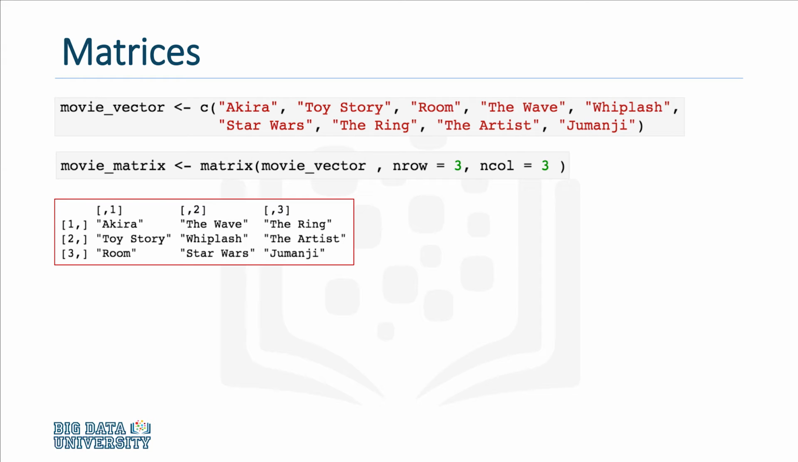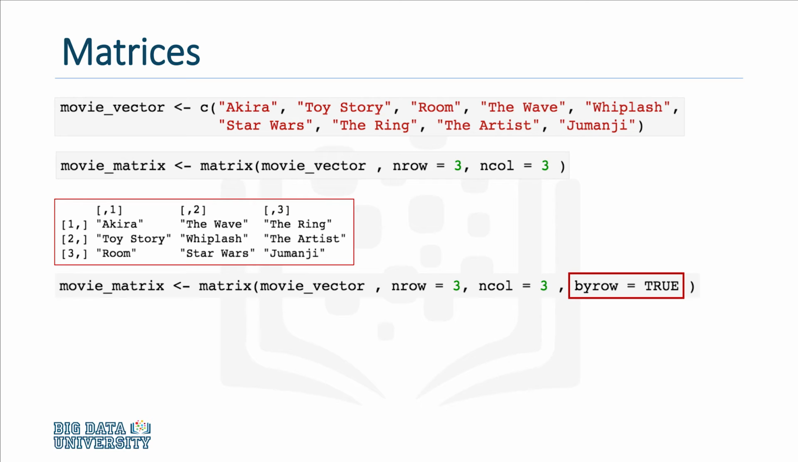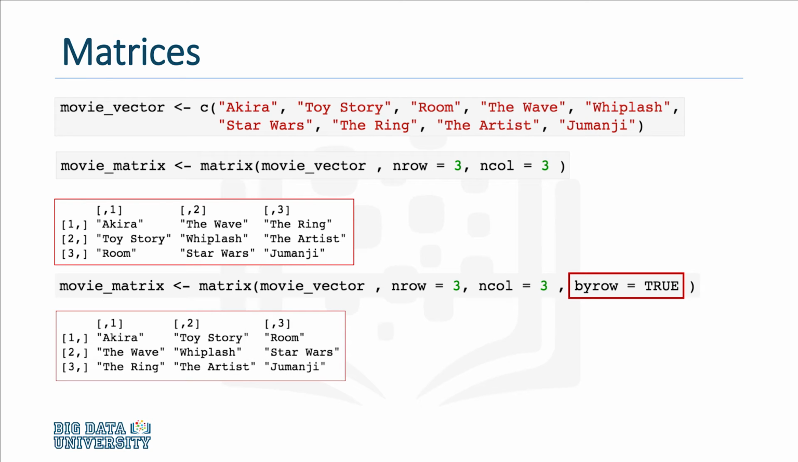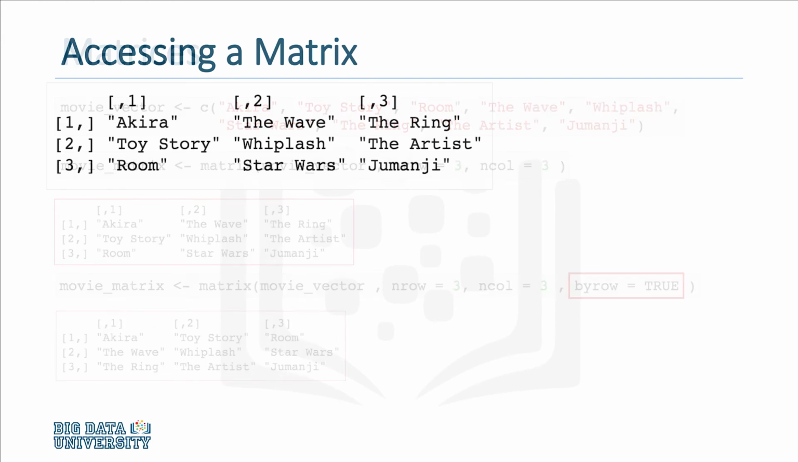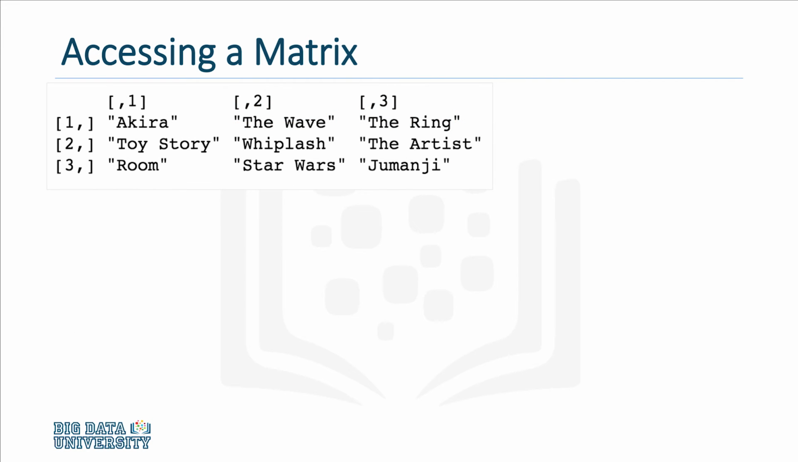One thing to note is that by default, the matrix is arranged by columns rather than rows. We can change this by adding the parameter byrow equals TRUE, and you can see how this changes the organization of the matrix. You can access certain subsets of the matrix with the proper notation.